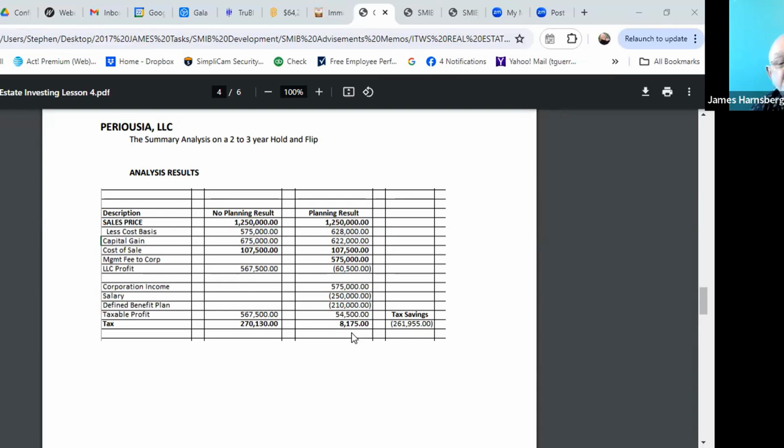The corporation's not going to have any taxable income except for that $54,500. And the tax on that is $8,175. Well, with a $15,000 estimated tax payment, I'll have a refund.